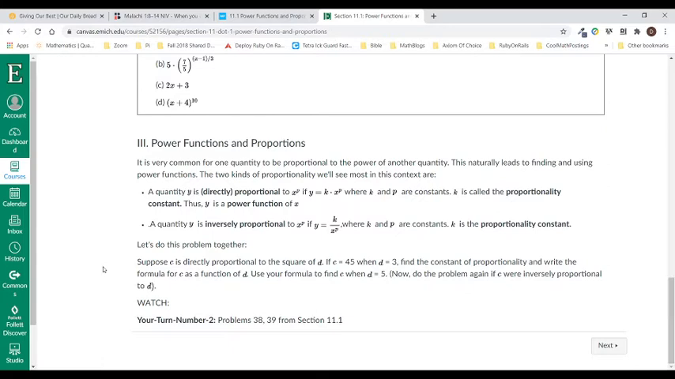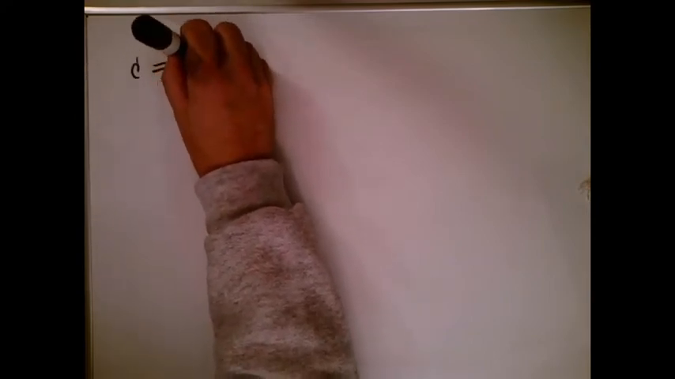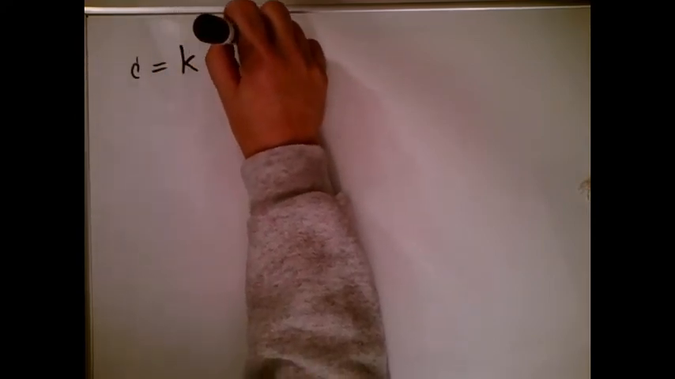So I'm going to go back and forth between this and this. It's going to be slow, but we can do this. C is directly proportional to the square of D. So I want to write that down first. Here we go: C is directly proportional to the square of D. So that's what they told me first.